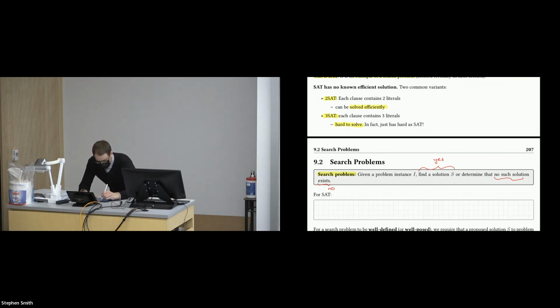So for SAT, the instance I is the Boolean formula. Let's say in conjunctive normal form. And the solution S is a satisfying truth assignment.